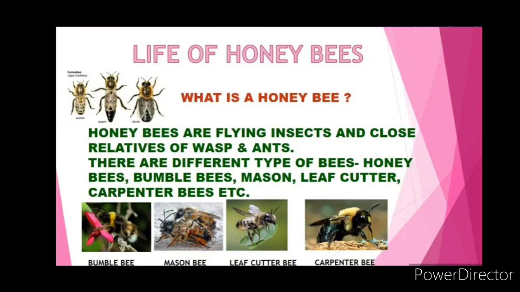You can find at the left corner, the picture is given of the bumblebee. And then the mason bee, okay, second one from the left. Third one from the left, you can see on the screen, leaf cutter bee. And the fourth one from the left side, or the extreme right side of this slide, you can see the carpenter bee. So these are the pictures of the bees so that you can understand. Okay, all are species of bee, but of different types.